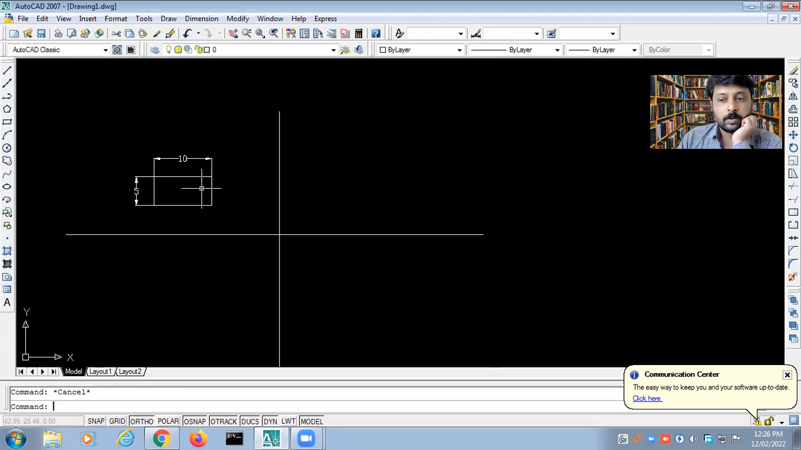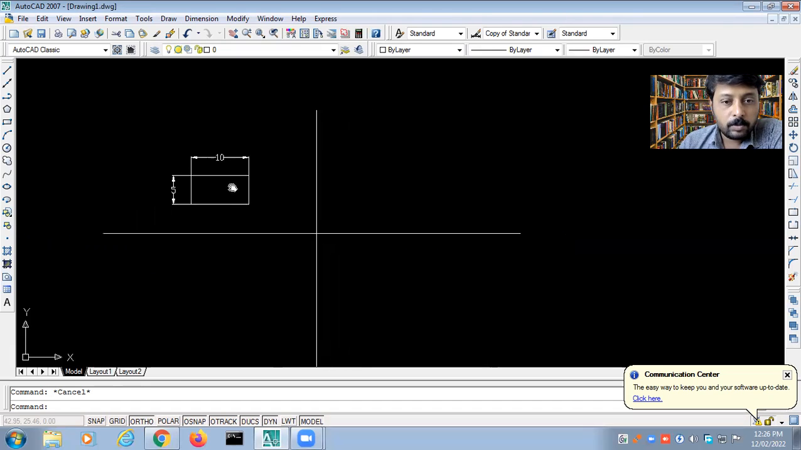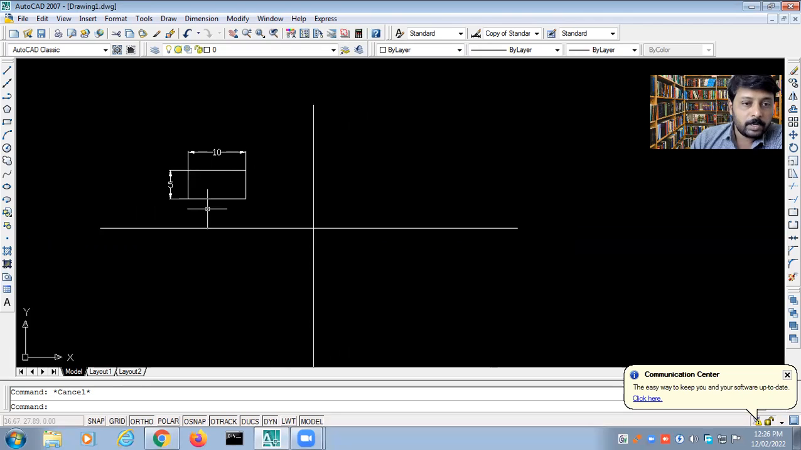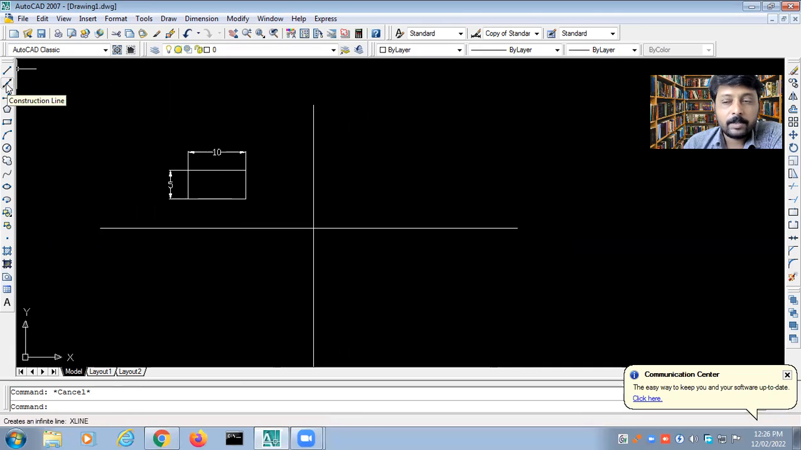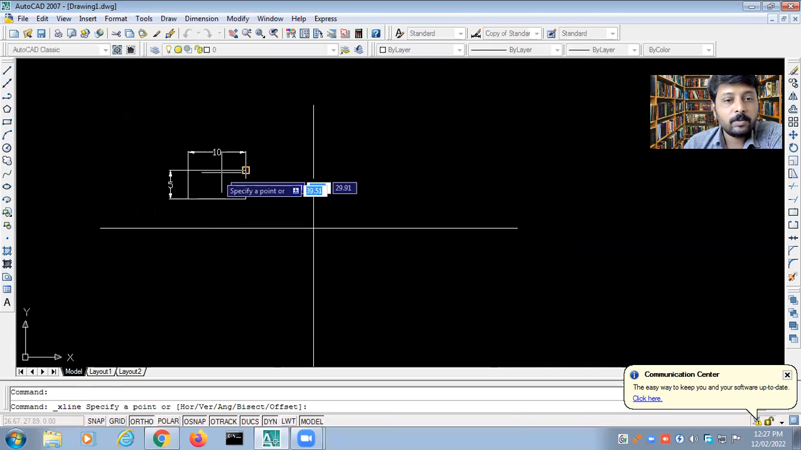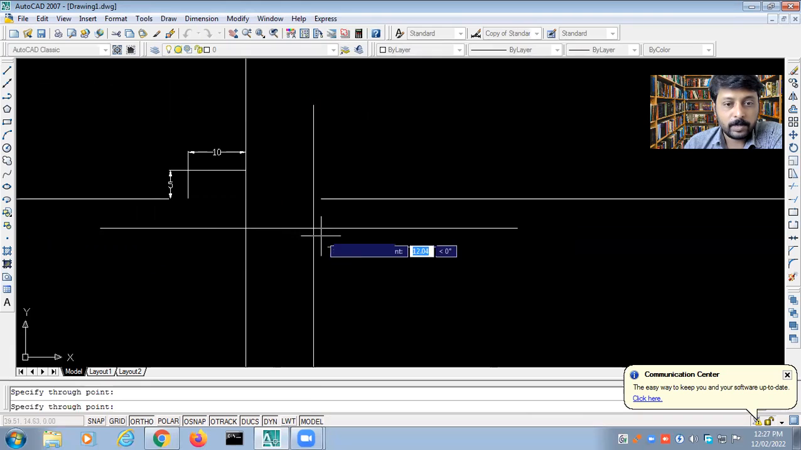Okay, so this is the drawing that we wanted to draw. The length is 10 mm and the height is around 5 mm. Now we want to draw the projection of this particular object. To draw the projections, we can use the line command, and if you don't want to use line, then you can use the construction line. See how it is working.